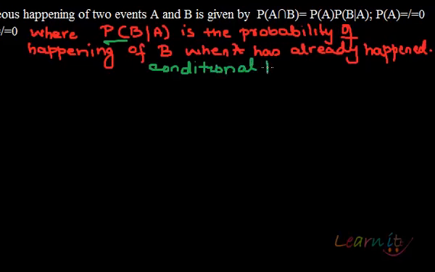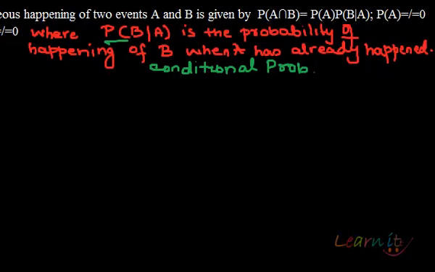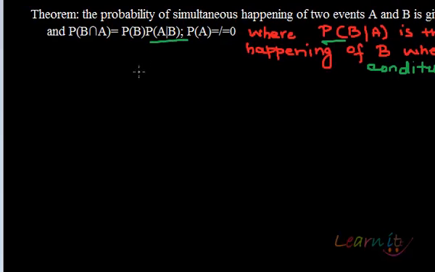This is the probability of B conditional to A. Similarly, the probability P(A|B) would be the probability of A conditional to B. So let's try and prove that.